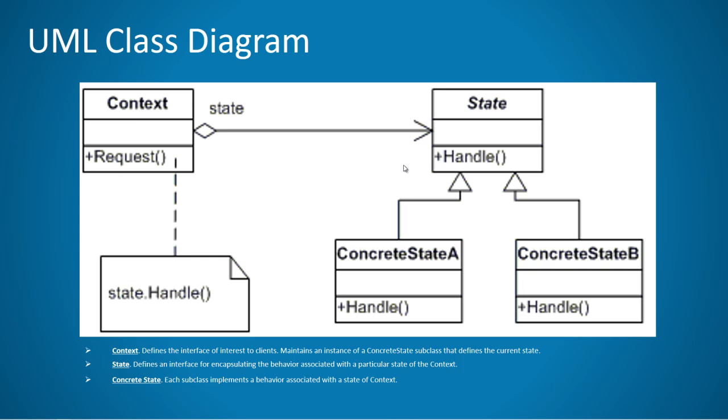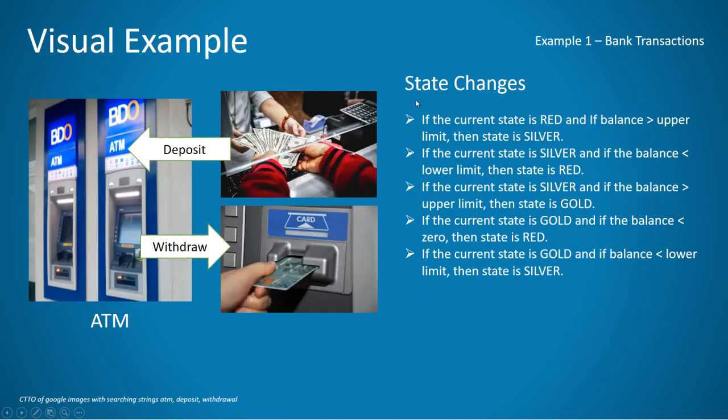In this presentation, I will give you two examples to have a better understanding of what a state design pattern looks like. The first one is this visual example. It is a bank transaction, particularly an ATM transaction, where you withdraw and deposit cash. We will monitor the state of each balance, with a color code depending on your current balance.